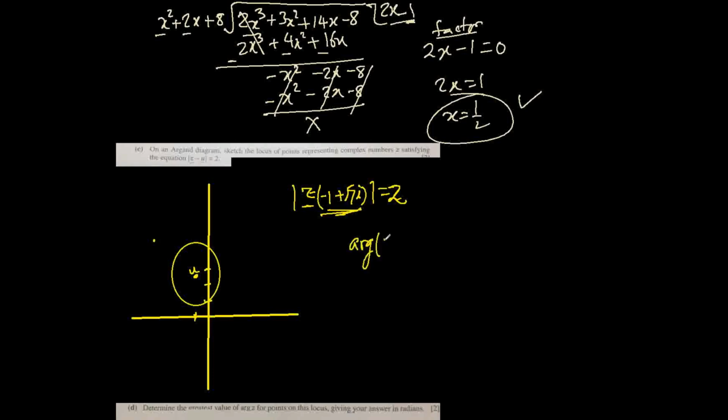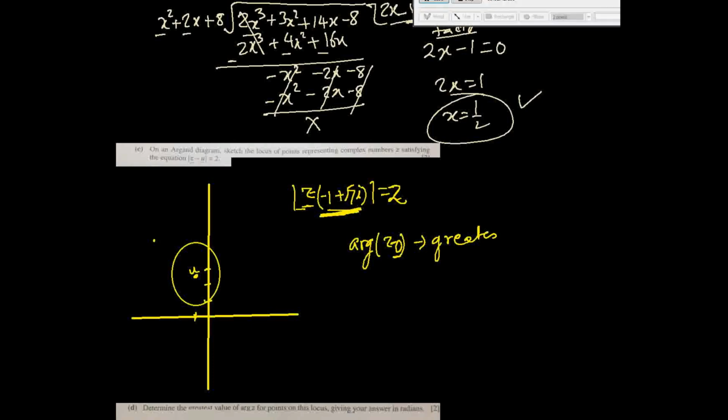Argument z for the point on this locus, this circle. The locus is the circle now, giving your answer in radians. So, greatest value for argument z. Just like it was z minus u basically, here it has to be z minus something, and because there is nothing here, we can write z minus 0. So 0 becomes our reference point from where we will draw the angle.